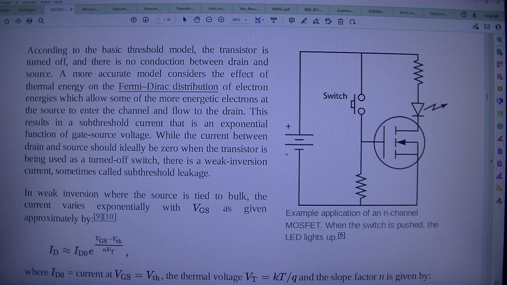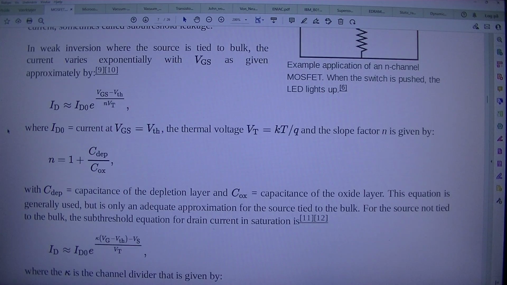This results in a subthreshold current that is an exponential function of gate-source voltage. While the current between drain and source should ideally be 0 when the transistor is being used as a turned-off switch, there is a weak inversion current, sometimes called subthreshold leakage. In weak inversion, where the source is tied to bulk, the current varies exponentially with VGS as given approximately by the equation, where ID0 equals current at VGS equals VTH, VT is the thermal voltage, and the slope factor n is given by an expression in which CD equals capacitance of the depletion layer and COX equals capacitance of the oxide layer.